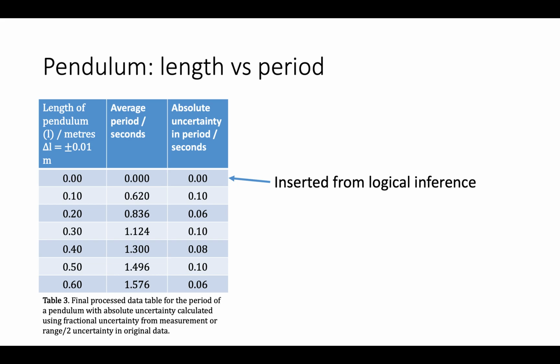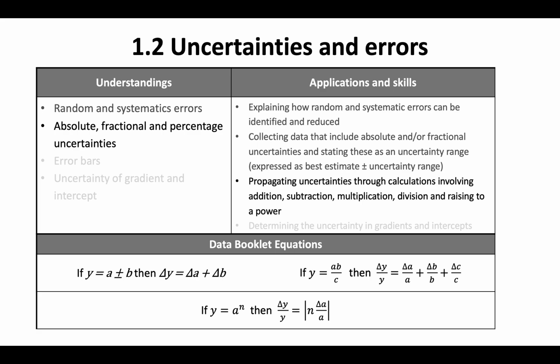By the way, it's also worthwhile adding 0, 0, 0 as a line in our data table, which we can infer because in this case, when length is 0, the period would be 0. We'll be using that in the next podcast.